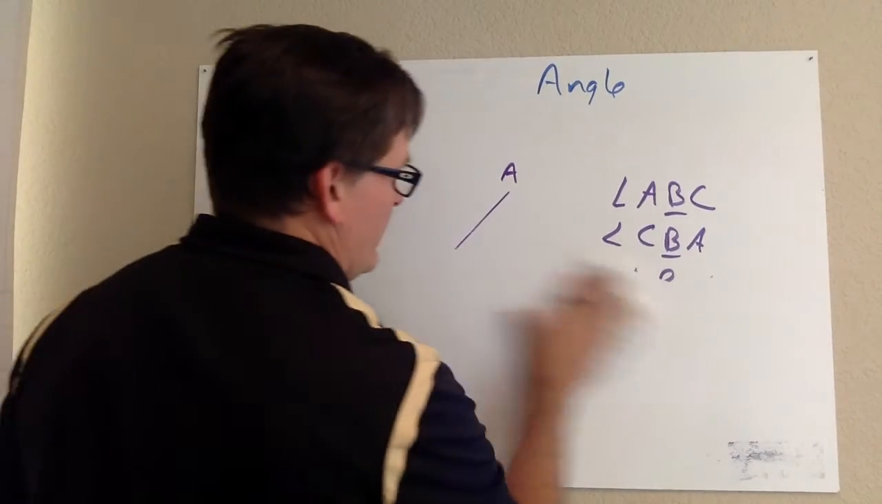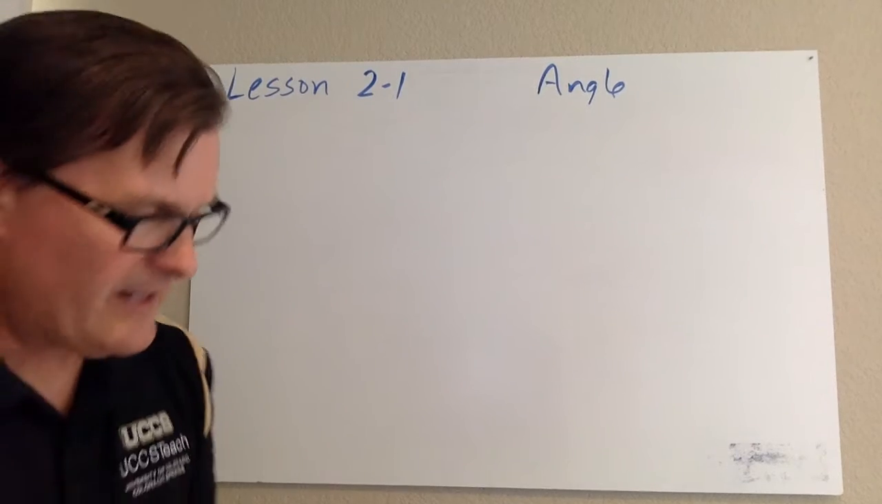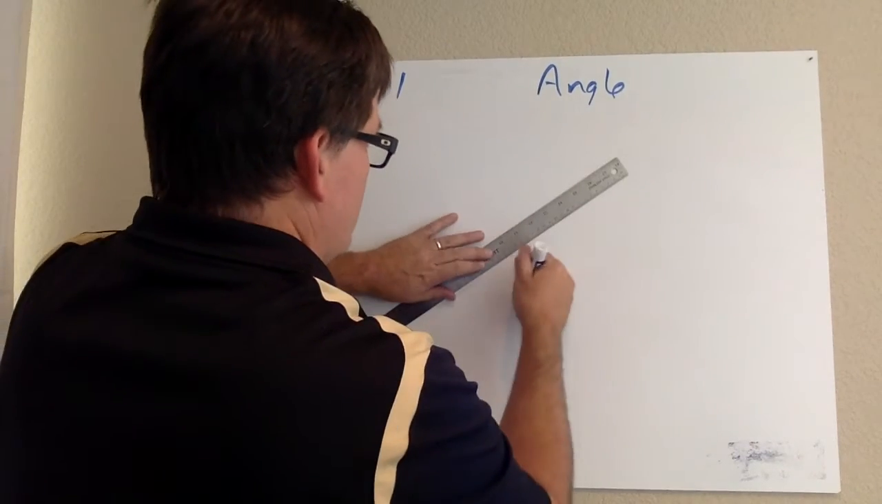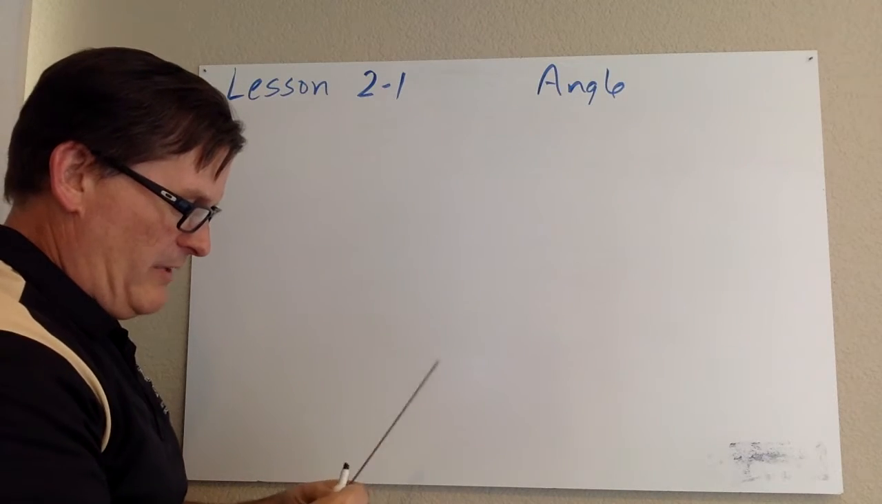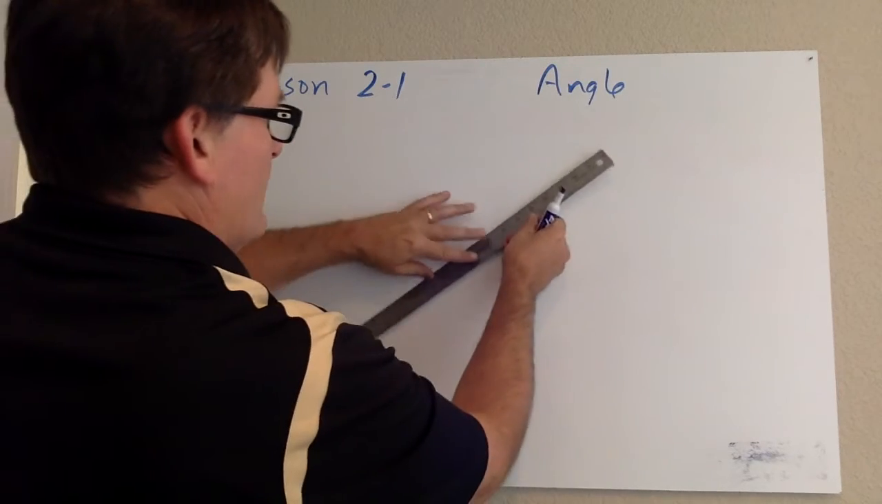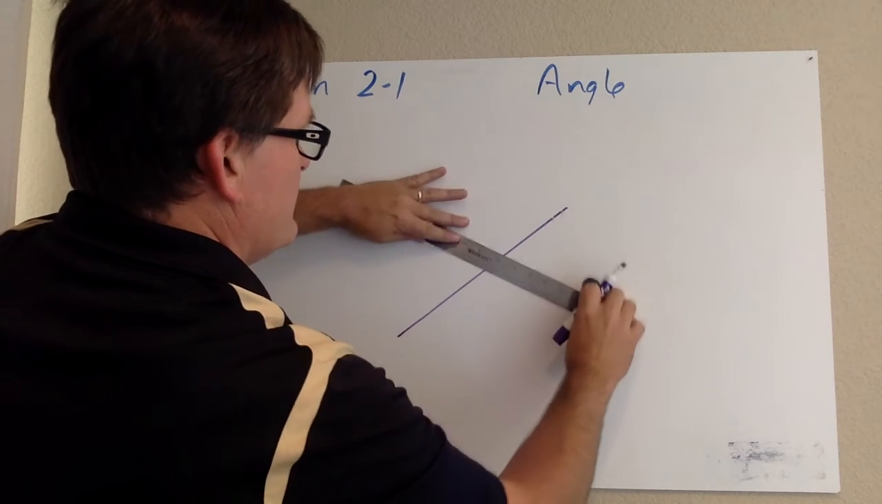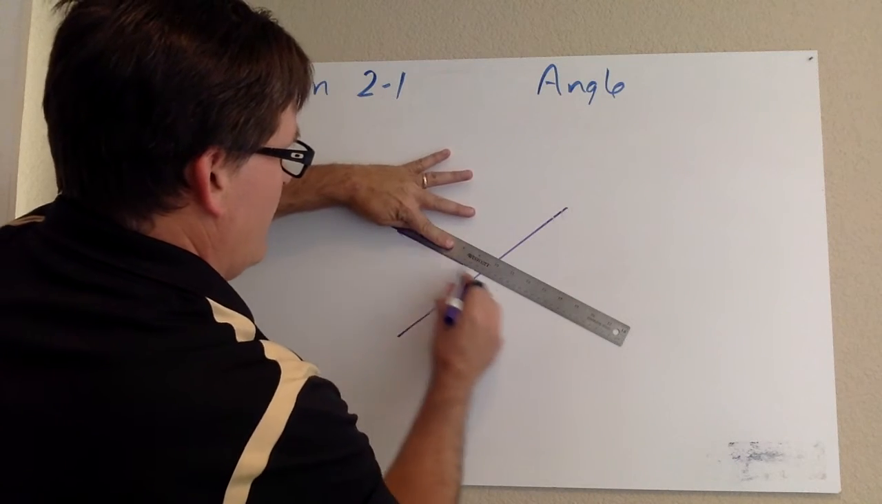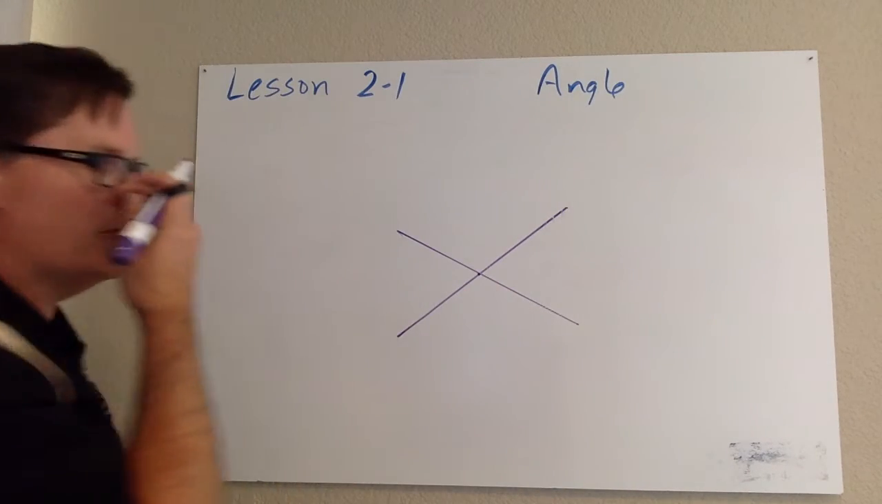Now, another way that angles can be formed is through the intersection of two lines. And this is of course a naturally occurring phenomenon, but it's also very straightforward when you look at it. I'm going to draw two lines. The two lines intersect at a point. They come together. Unless they're parallel, they're going to intersect at a point.